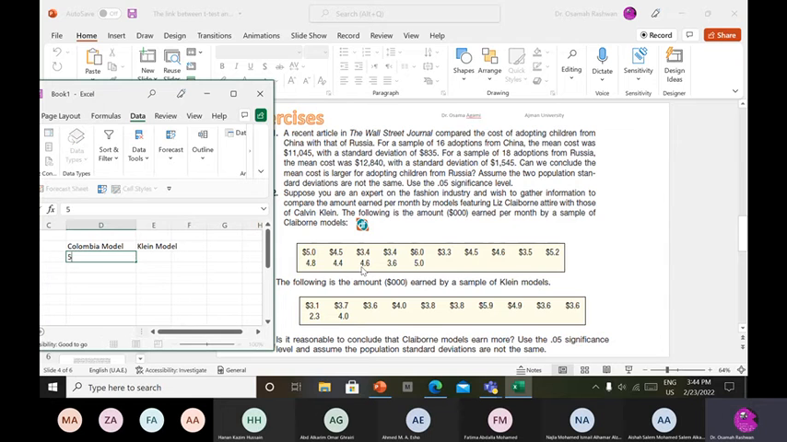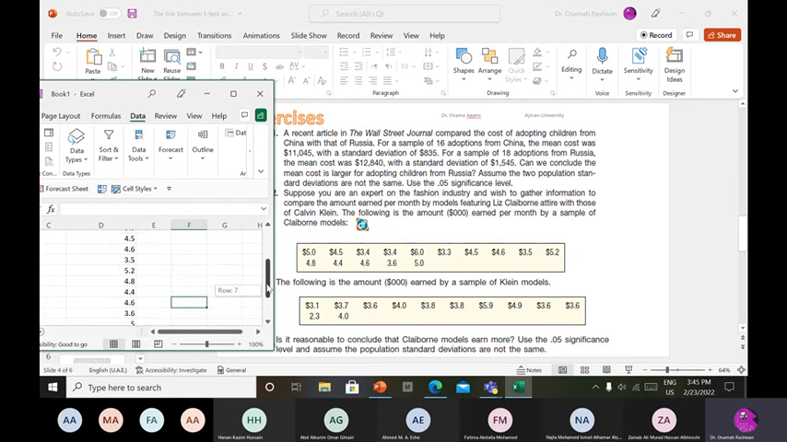Can you give me the value? 5, 4.5, 3.4, 6, 3.3, 4.5, 4.6, 3.5, 5.2, 4.8, 4.4, 4.6, 3.6, and 5. I finish the data for Columbia model, right?